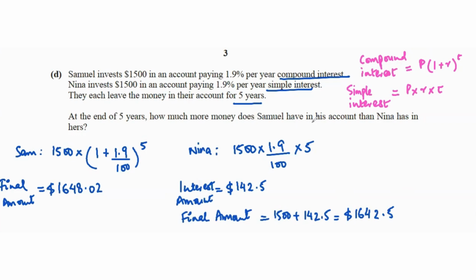So now that we have the final amounts of both Sam and Nina, we need to figure out how much more money Samuel has in his account than Nina has in hers after the 5 years, which means we will subtract the two values. So 1,648.02 minus 1,642.5, and that is going to give us $5.52. So this is the extra money that Samuel has in his account compared to Nina's. So this is your final answer.